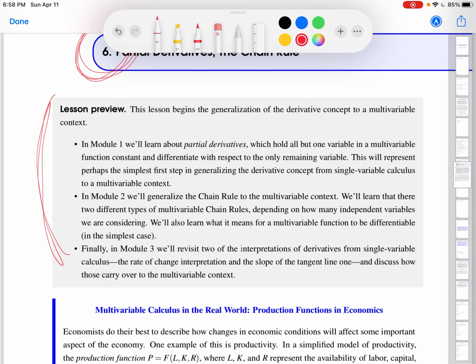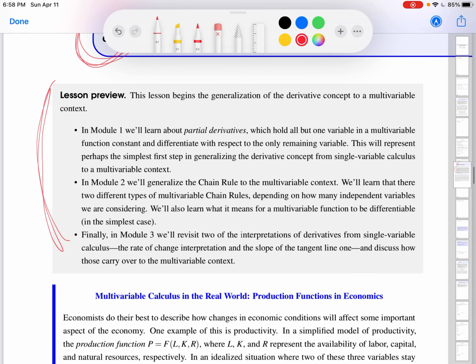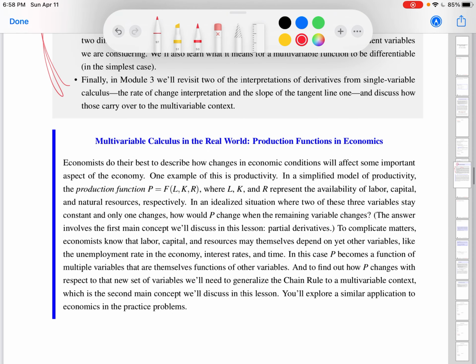This is the lesson preview. Again, I encourage you to read through this. This first module is going to focus on partial derivatives. And there is a real world context here that I put in because we live in a world of change. And anytime you think change in mathematics, you often associate that with derivatives and calculus.